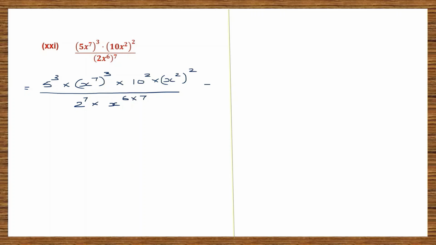So this will be equal to, let's multiply all the numbers. 5 to the power of 3 is 5 into 5 into 5. 5 5s are 25, 25 5s are 125. So this will be 125 into x to the power of 7 into 3 because we are multiplying the powers. Now next one, here we have 10 to the power of 2, that means 10 into 10, which is 100. So into 100, and what is the next one that we have here? We have x to the power of 2 into 2.